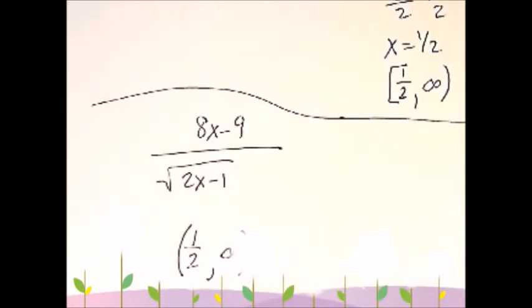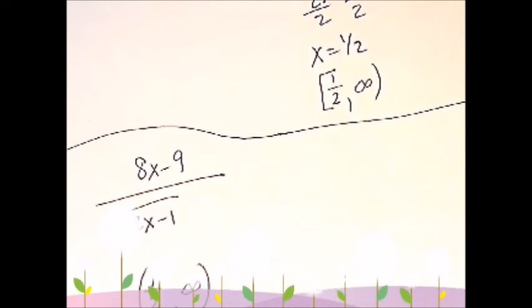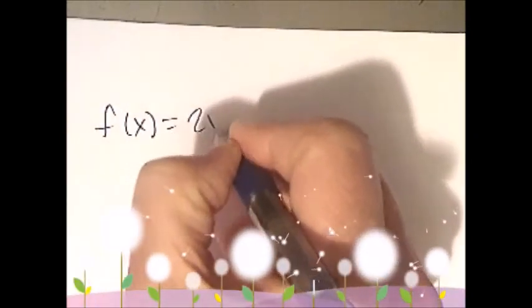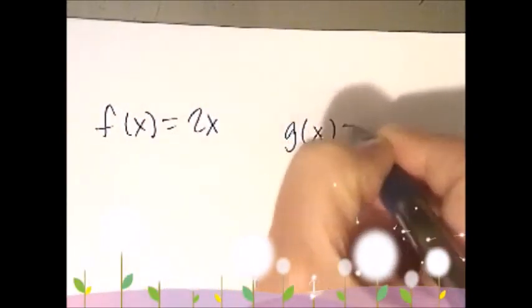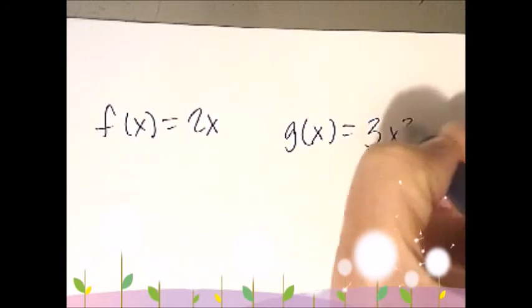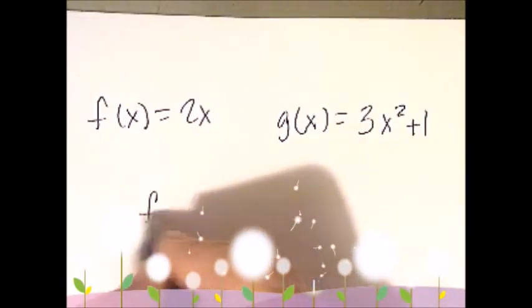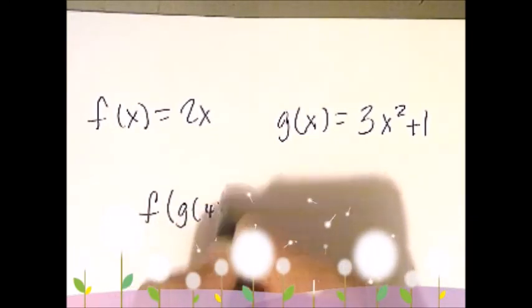Now you're also going to see composite functions in this section. A composite function means that you're going to solve one function and use its answer in the other function. Let me give you an example. Let's say f of x is equal to 2x and g of x is equal to 3x squared plus 1. And we're asked to find f of g of 4.